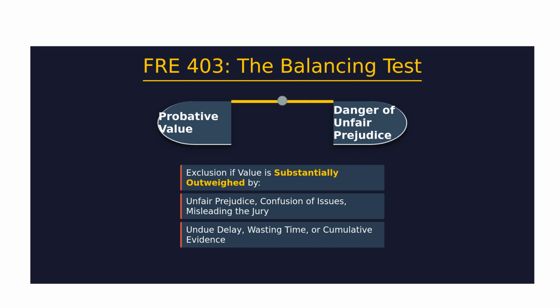Visually, think of a classic balance scale. On one pan, we place the evidence's ability to prove a fact of consequence, its probative value. On the other pan, we weigh the potential harms: prejudice, confusion, or judicial inefficiency. The judge must actively weigh these competing interests before admitting the evidence.